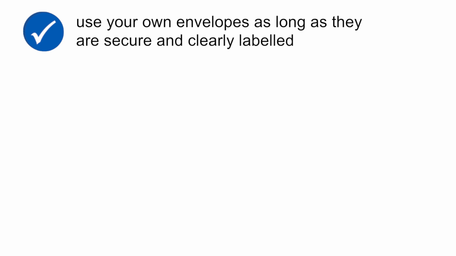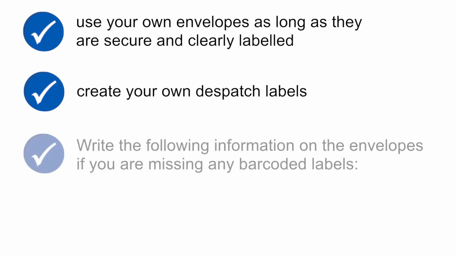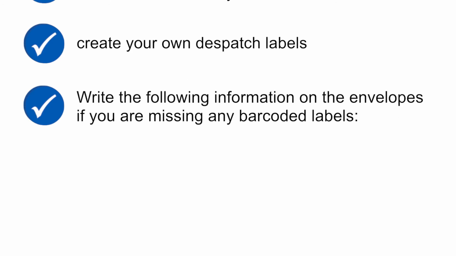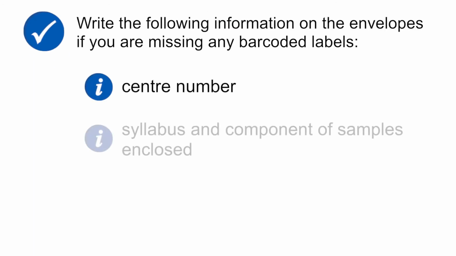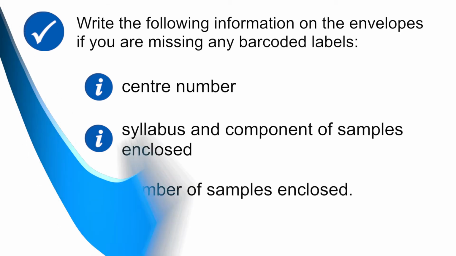If you are missing any stationery, you can use your own envelopes as long as they're secure and clearly labelled. Create your own dispatch labels. Write the following information on the envelopes if you're missing any barcoded labels: centre number, syllabus and component of samples enclosed, number of samples enclosed.